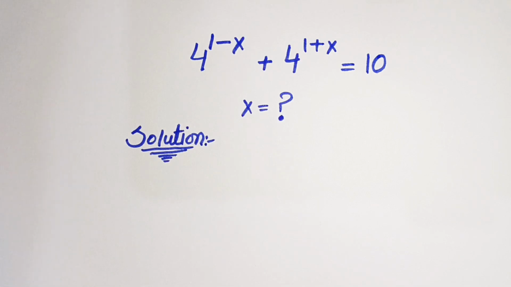Today we have a nice algebra problem, that is 4 to the power 1 minus x plus 4 to the power 1 plus x is equal to 10. So we have to find the value of x here.